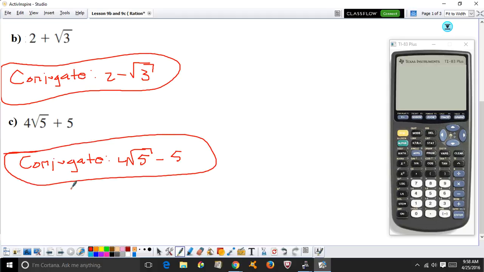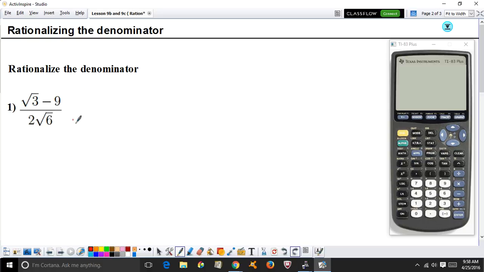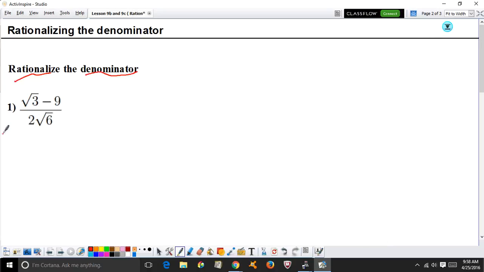Now let's use this idea of conjugate to rationalize the denominator, which is the main idea of today. First, let's start with something simple. The whole idea of rationalizing the denominator is to get rid of the square root in the denominator. When you have an expression with a square root in the denominator, we don't like that. So somehow you need to get rid of the square root.